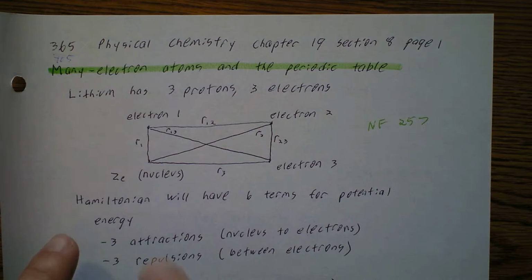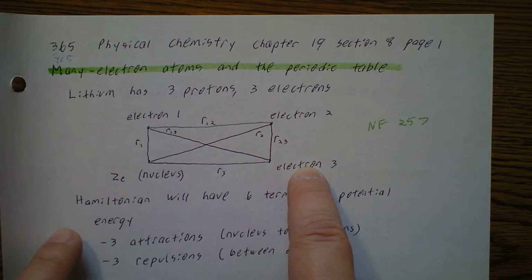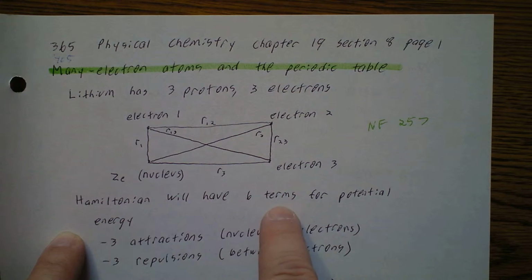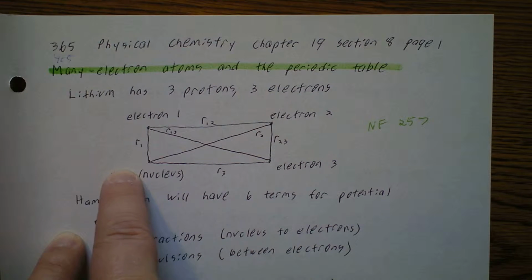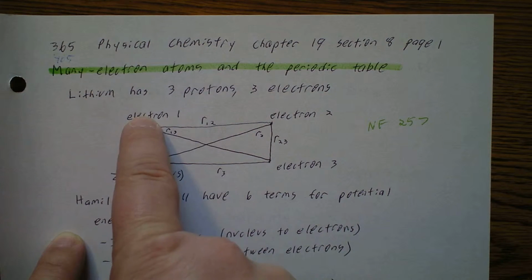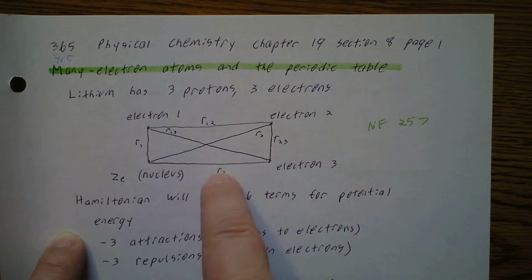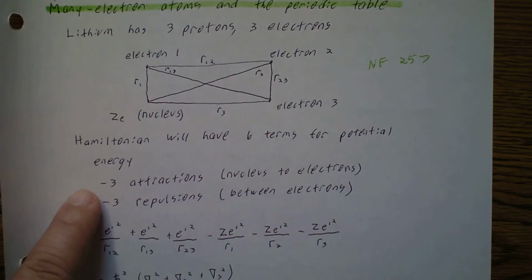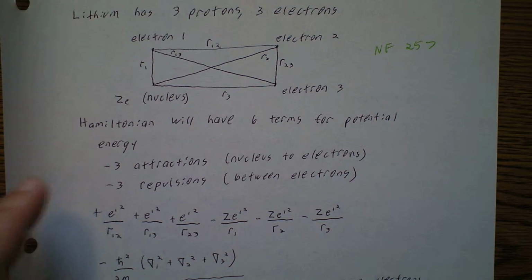So look at this graph. We have the nucleus here, and then we're going to have electron 1, electron 2, and electron 3. So the Hamiltonian will have to have 6 terms just for potential energy: potential energy from electron 1 to the nucleus, electron 2 to the nucleus, electron 3 to the nucleus, and then of course electron 1 to electron 2, electron 2 to electron 3, and electron 1 to electron 3. And then of course I denoted how to show what these potentials are. You also notice 3 of these are attractions between the nucleus and the electrons, and then 3 of these are repulsions between fellow electrons because they all have the same charge.